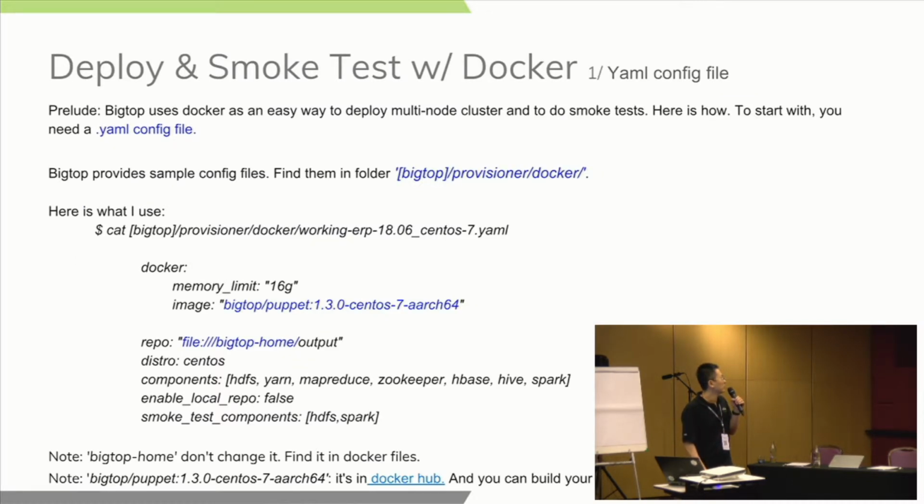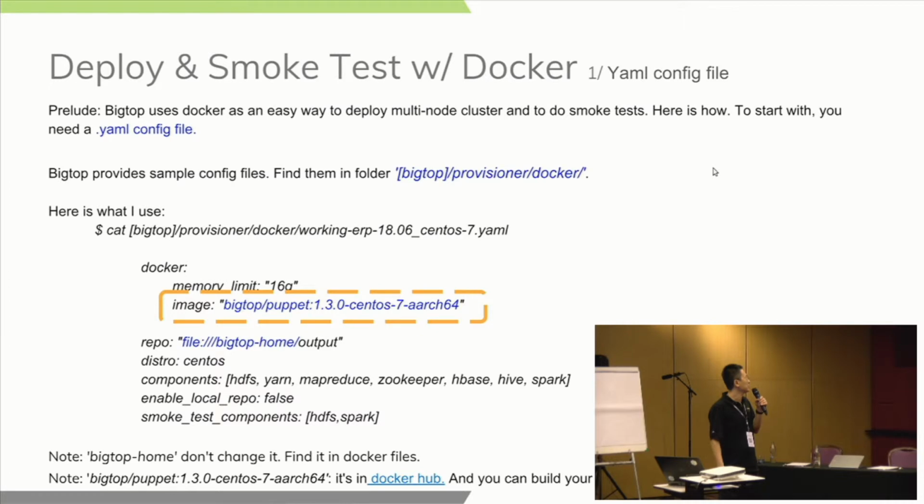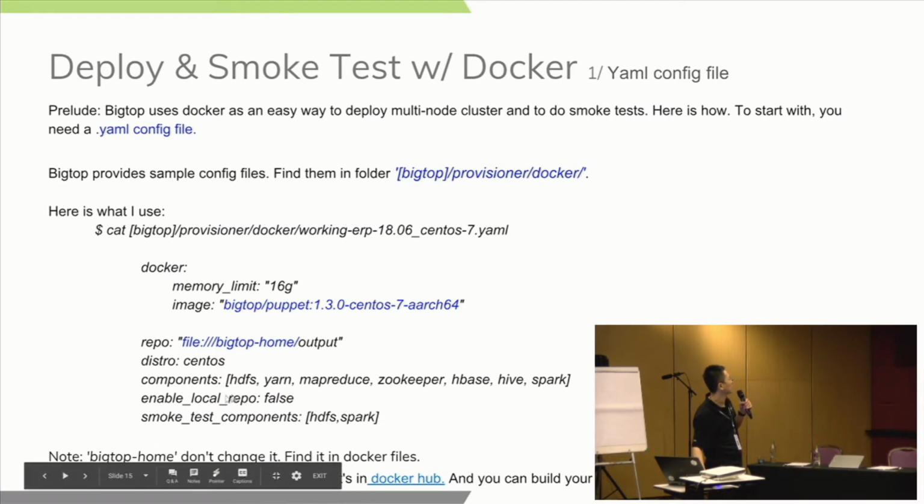At the center of this, you need a YAML file, a configuration file. It can be called whatever name. In this YAML file, you specify the configurations for your containers and your cluster. I will explain that. The YAML file is very small: from Docker to smoke test components, it's less than 10 lines.